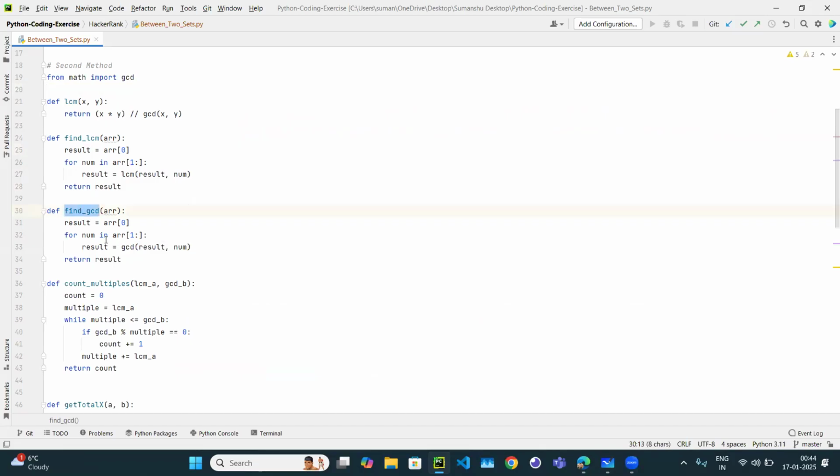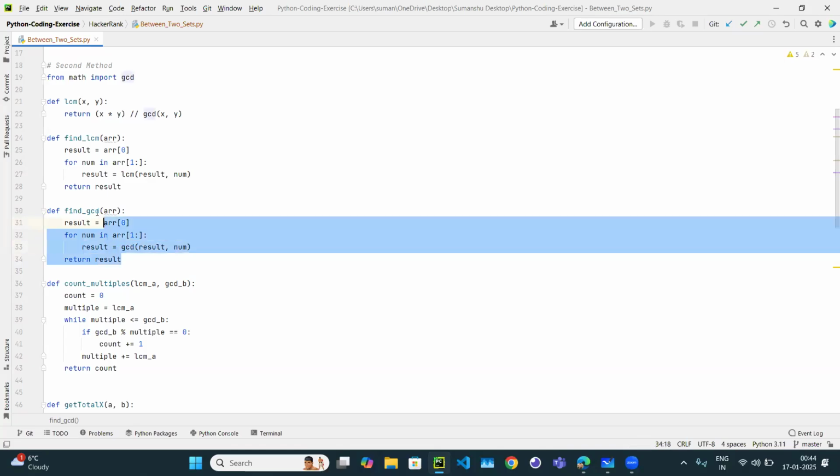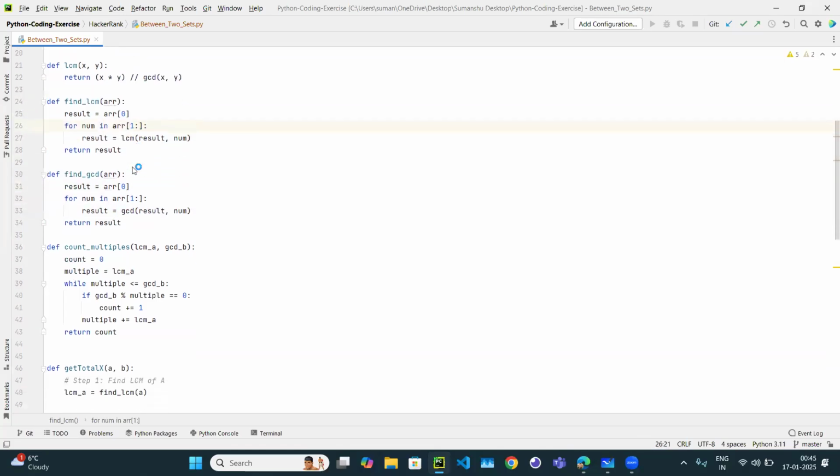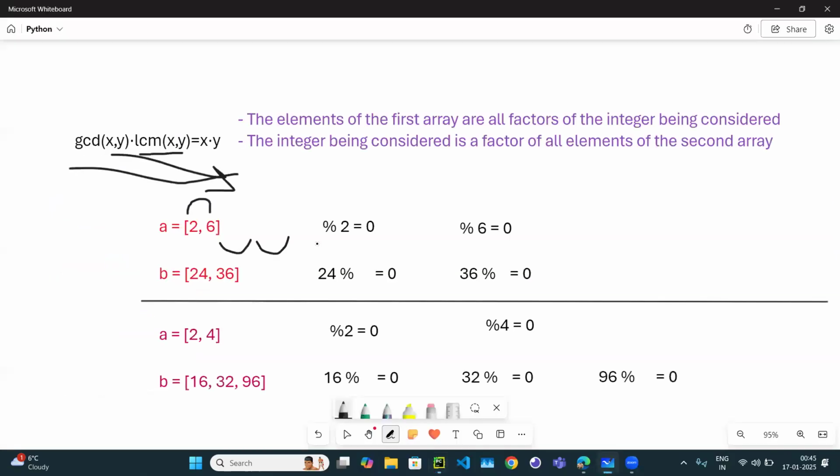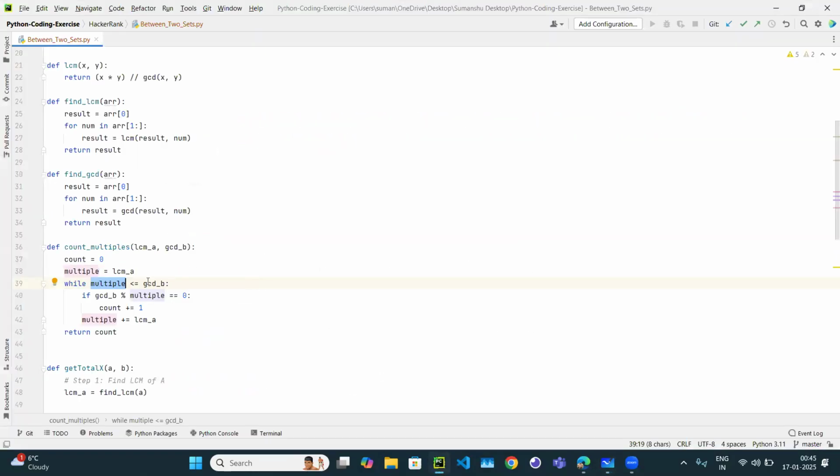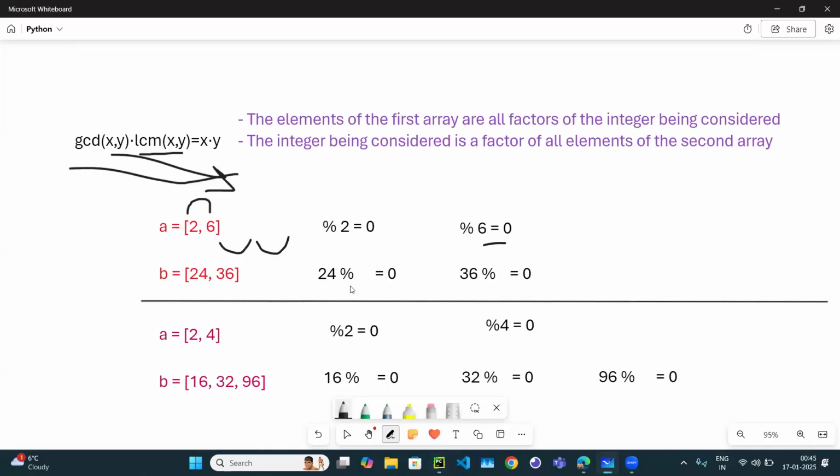Similarly with the GCD, the greatest common divisor, we took the first element as the result, and then the GCD of first and second, then that result with the third, because we can find the GCD for only two numbers at a time. If you have to find it for multiple numbers, whatever result comes, you take it to the next number. So now you have the LCM and the GCD. Using them, you start with the multiple, that is the least common multiple, which is 6 in this case, and go up to the GCD, the greatest common divisor, maybe 24 in this case.